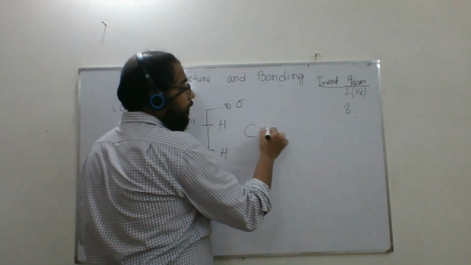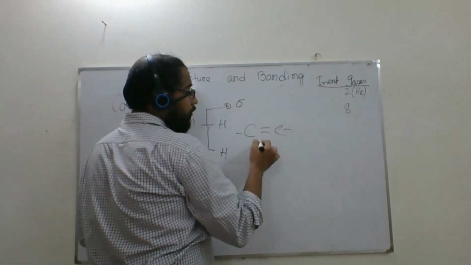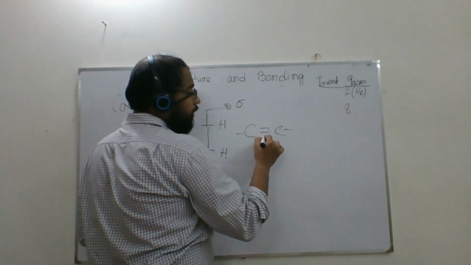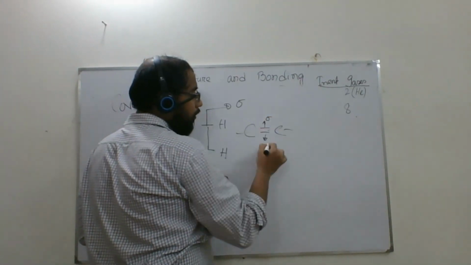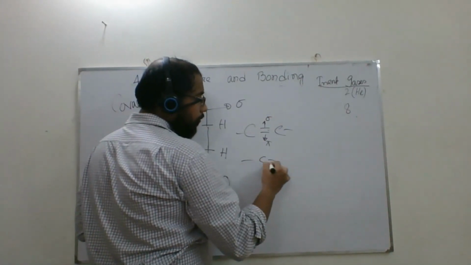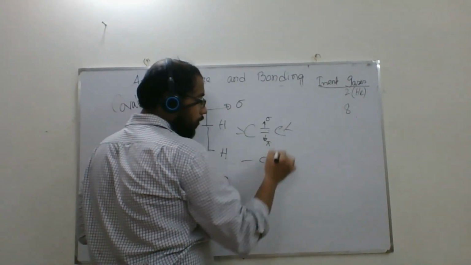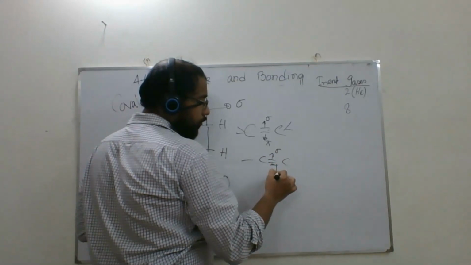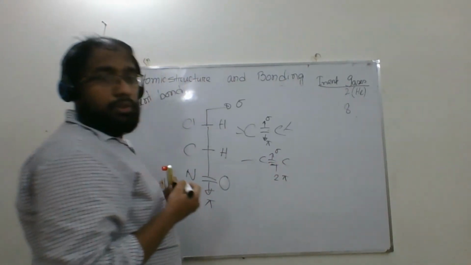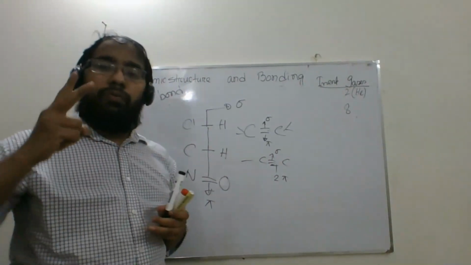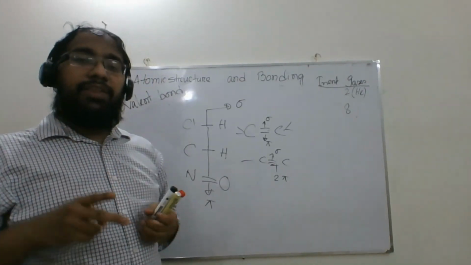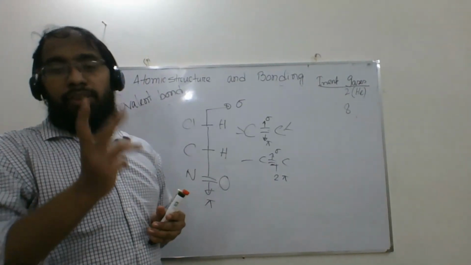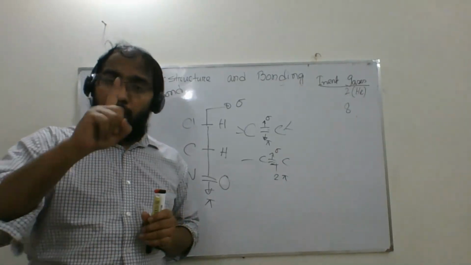Again, in the case of a carbon-carbon double bond, of these two bonds, one is sigma and one is pi. In the case of a carbon-carbon triple bond, one is sigma and two are pi. So that means between two atoms, it is impossible to form two sigma bonds. It always forms only one sigma bond.